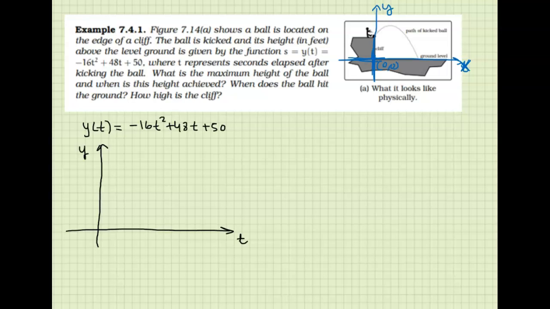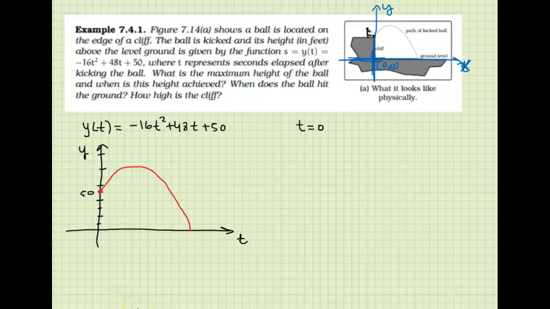So when t is 0, the height of the ball is going to be at 50. So let's make this 50. Okay, so this is when t is 0, that's how high the ball is. And then it's going to go up, and then it's going to hit the ground. So it looks the same, right? But I want to have t to be my horizontal axis and height to be my vertical axis, alright?